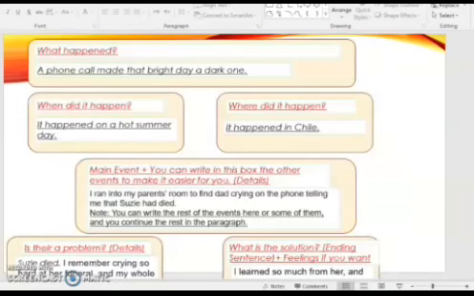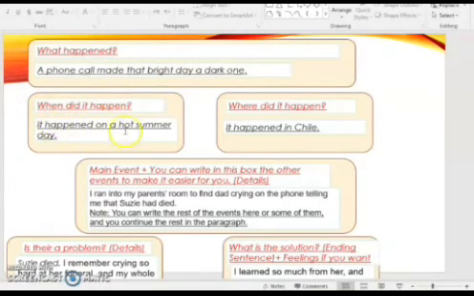Then move with me to this graphic organizer. Usually, for sure, the graphic organizer must be done before the paragraph, but here I did it after the paragraph in order for you to understand what we should put in each of these boxes, which is also found on page 47 in your book. Now, what happened? A phone call made that bright day a dark one.